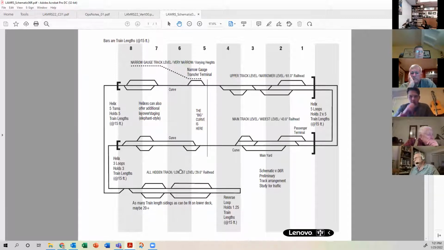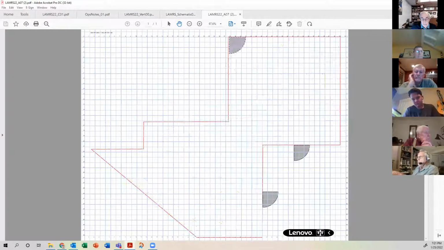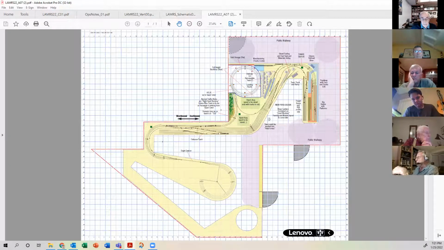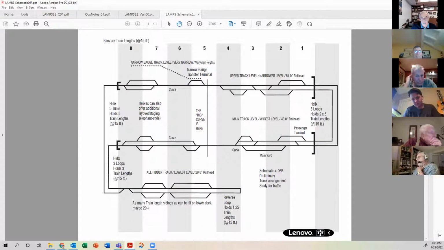But that one's a good one. Well, sure, and it shows the same basic idea as the other one. The other one was more of a study of destinations to try to make the point. But the point there is what we have is massive staging on the hidden level, which whoever's in control of the traffic can literally create any kind of traffic they want out of that area. So in essence, it's almost like having another yard master.